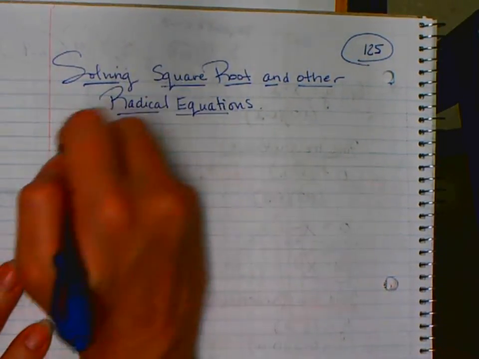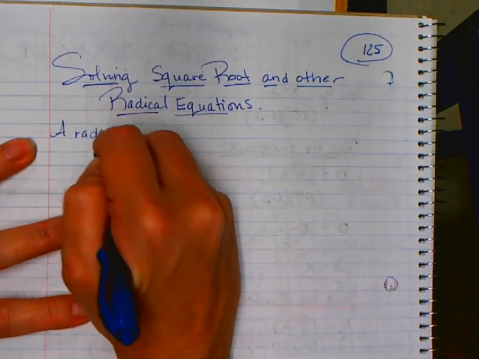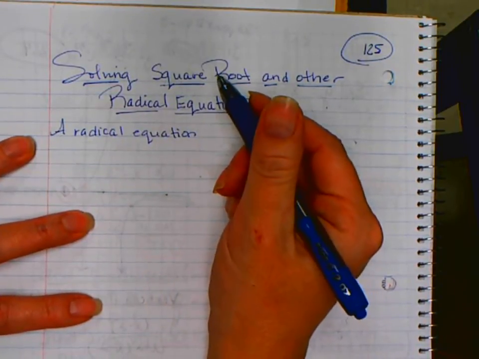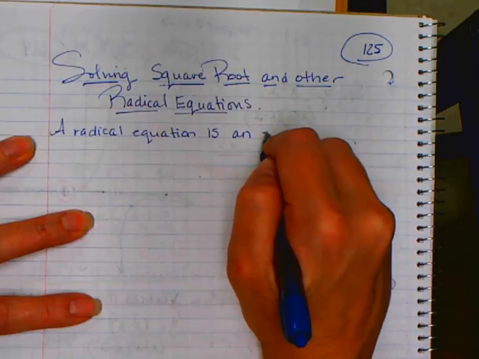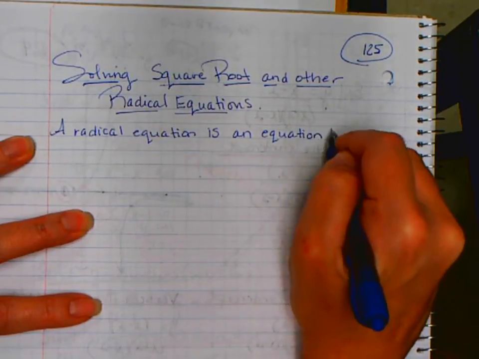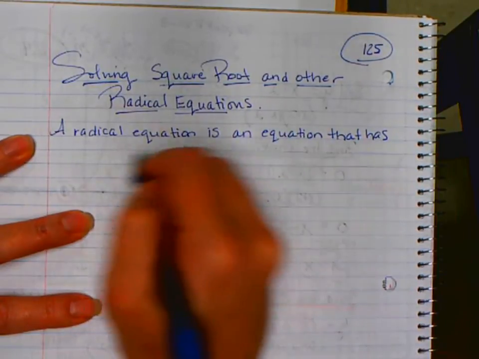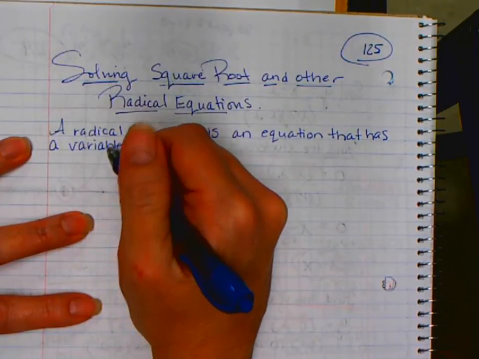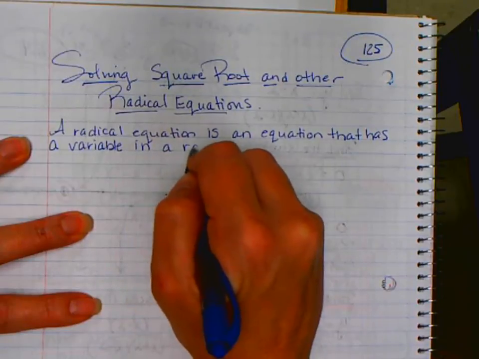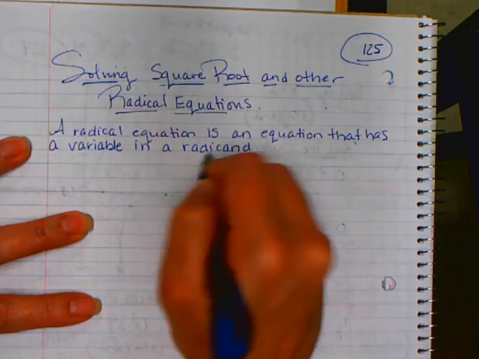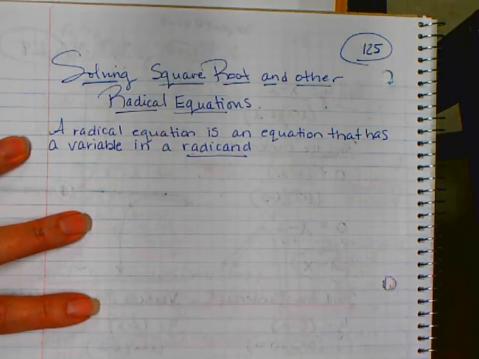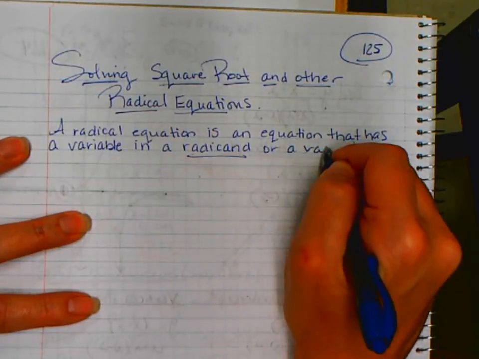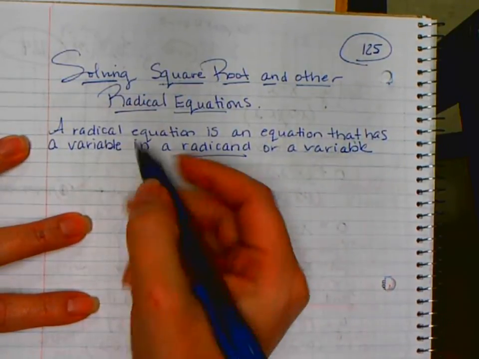All right, a radical equation is an equation that has a variable in a radicand. Is that zoomed in enough for y'all? Okay. Remember, radicand is the part of a radical that's under the radical sign. That's the radicand. Or a variable with a rational exponent.